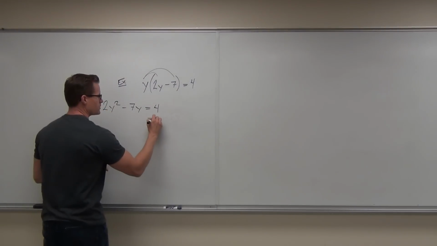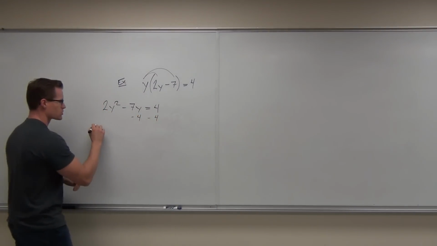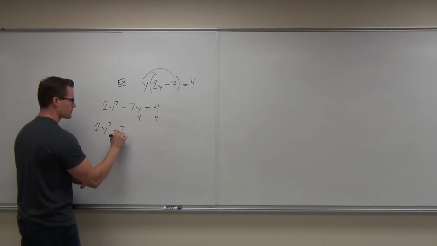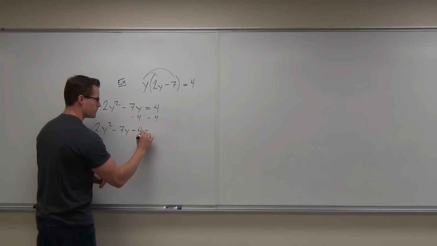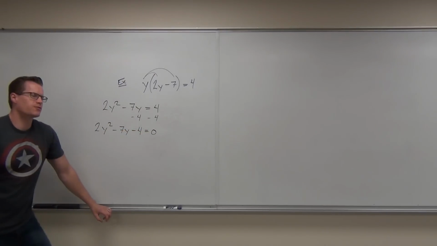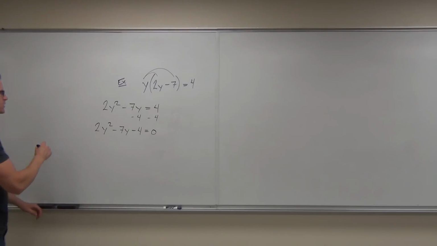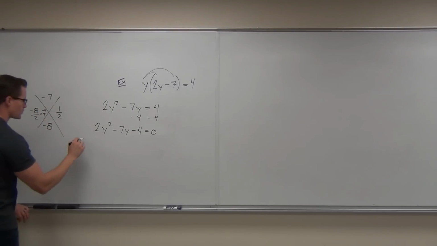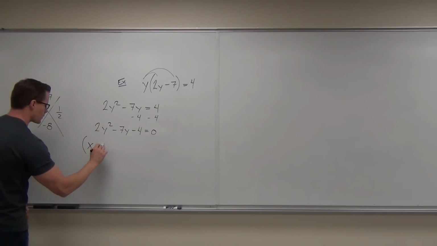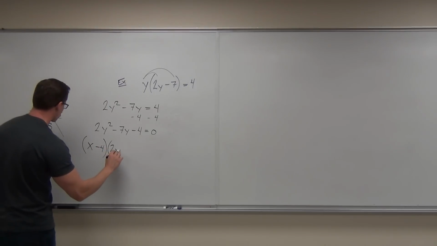How we do that is we would just subtract the 4 right now. We got to make sure our signs are correct. Make sure everything's in order. And then we try to factor. So if we're going to factor, we have a negative 7, we have a negative 8. Negative 8 and what? 1. 1. So we're going to have x minus 4. We're going to have 2x plus 1.